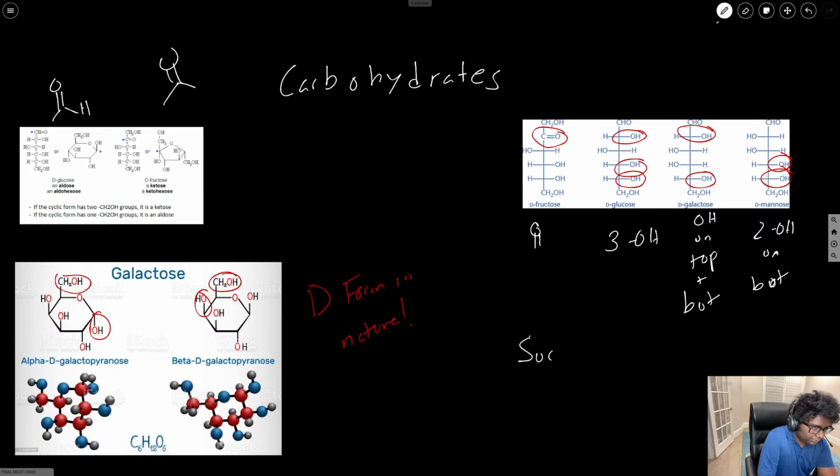Sucrose is basically just glucose 1, alpha, 2 fructose. Sorry, I messed that up.